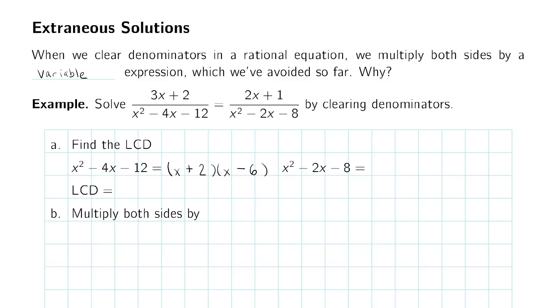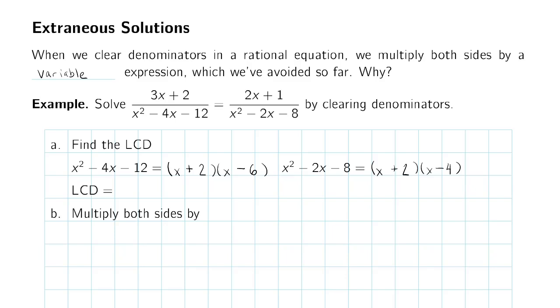x squared minus 2x minus 8, also in the form that lets me use the shortcut. Again, a positive number and a negative number. I want two numbers that multiply to give me negative 8 and add up to negative 2. I think I'll have positive 2 and negative 4.